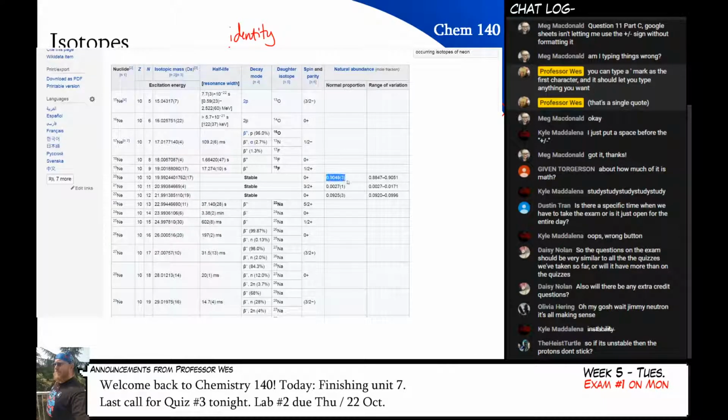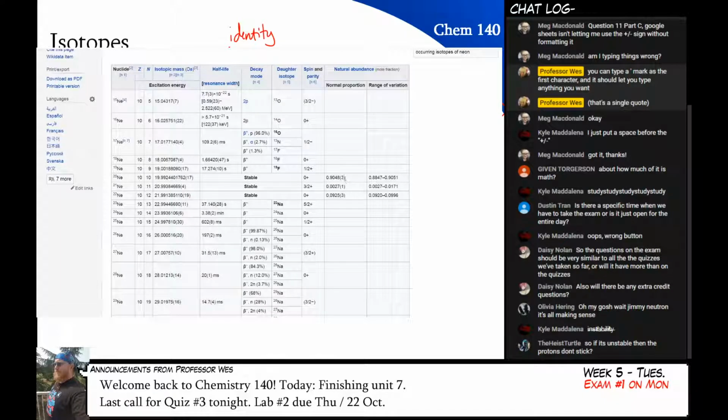And then over here, in this column, this is the percent abundance. What does it mean to be percent abundant? Well, that is describing that if you had a random sample of just neon, and you reached in and grabbed one, what's the probability that you grabbed a neon with 10 protons and 10 neutrons versus 10 protons and 11 neutrons, or 12 or whatever?